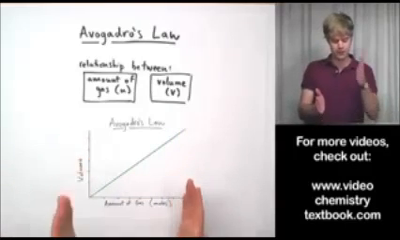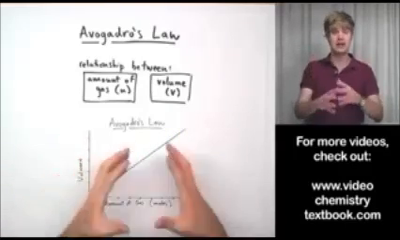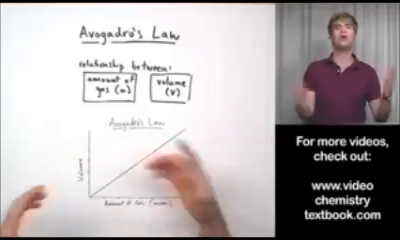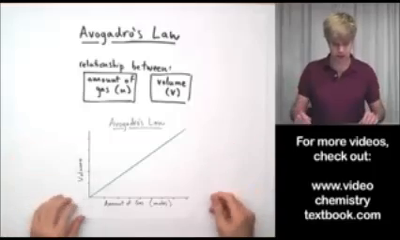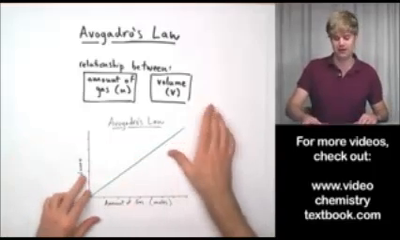And it actually turns out that if we double the amount of gas that's in a gas sample, like a balloon, it also doubles the volume, the amount of space that that gas sample takes up. So here's a graph of Avogadro's law.